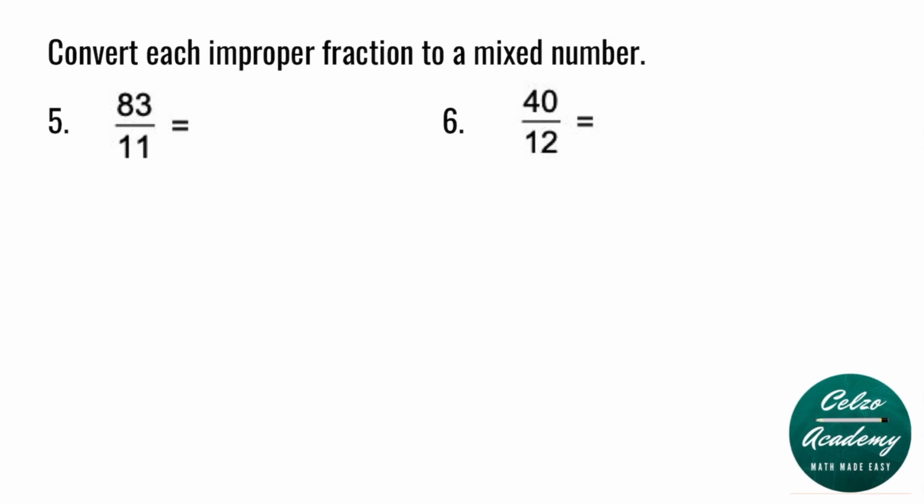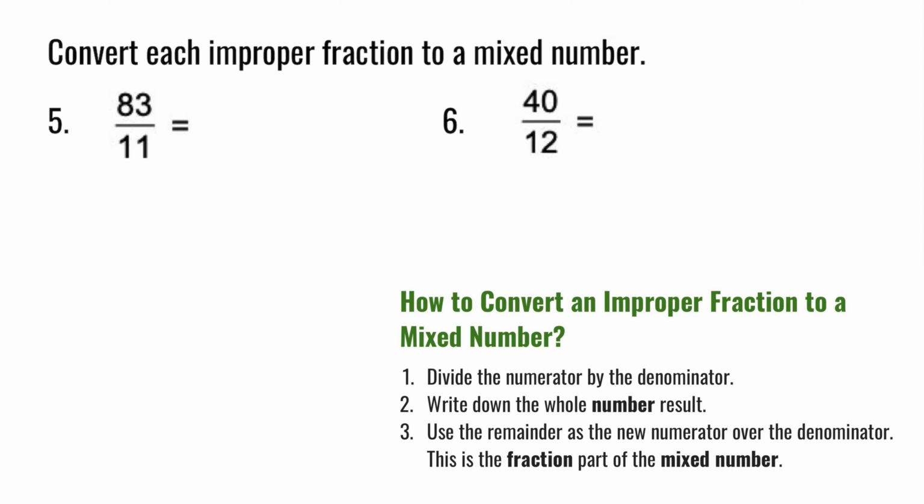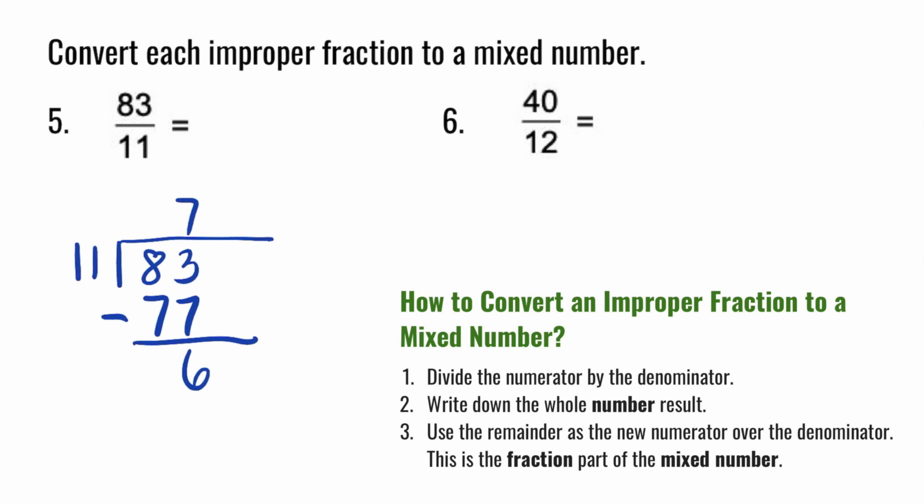Question 5. 83 over 11. Dividing this fraction, 11 is our divisor, and 83 is our dividend. How many 11s can go into 83? 7, right? 7 times 11 is 77, and 83 minus 77 is 6.